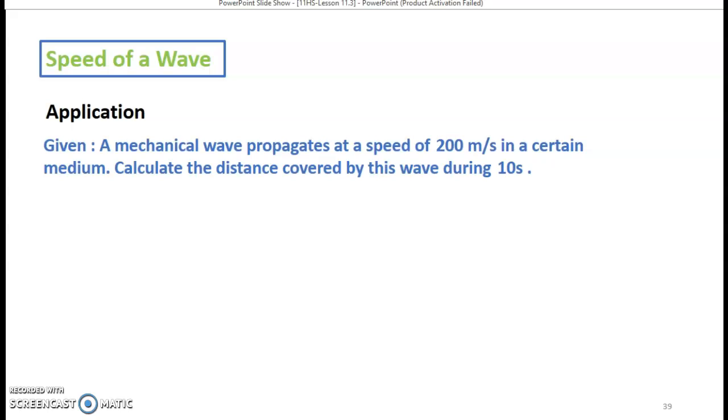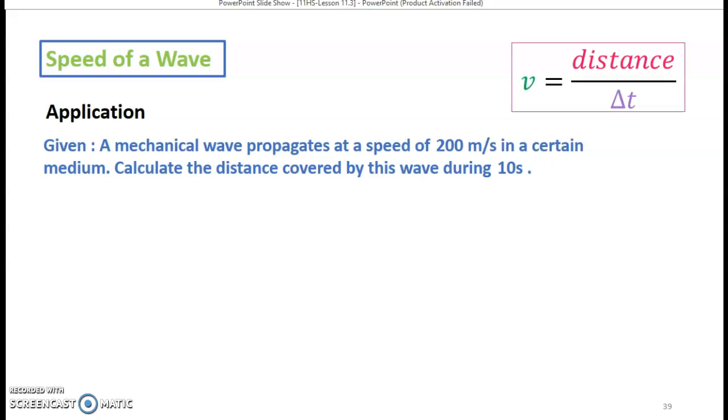Application. Given a mechanical wave propagates at a speed of 200 meters per second in a certain medium, calculate the distance covered by this wave during 10 seconds. Using the formula V equal distance over delta t, we can do cross multiplication. Distance equal V times delta t, which is equal to 200 meters per second times 10 seconds. Now seconds in the numerator and seconds in the denominator cancel, so we are left with meter as a unit of distance, and the value is 2000 meters.